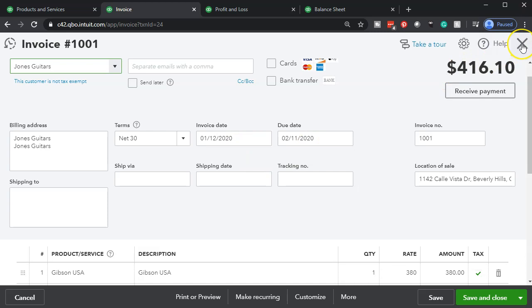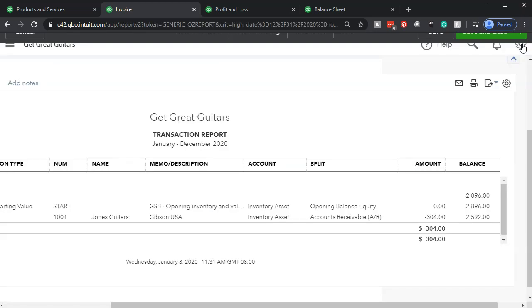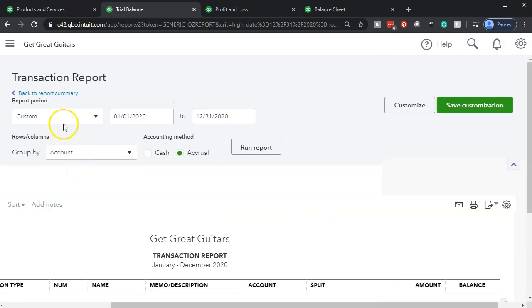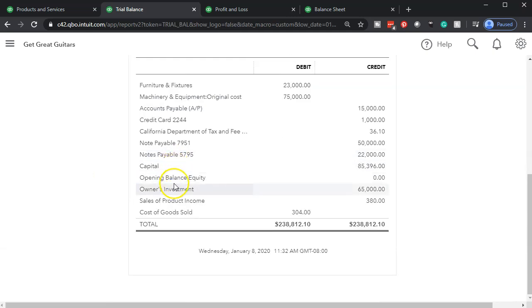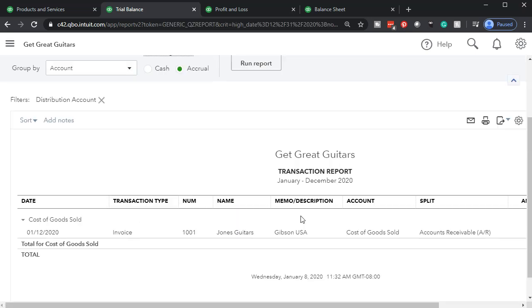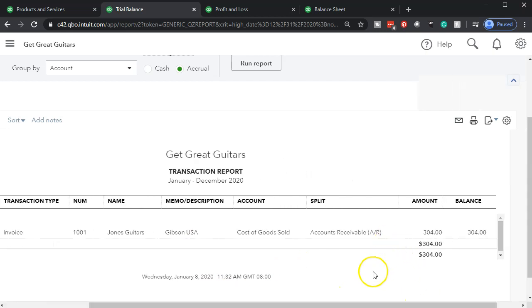So I'm going to close that out. There's got to be another side to that, one more account that's going to be affected. So I'm going to scroll back up and say that's going to be the cost of goods sold. There's the cost of goods sold also at the 304. All right, that's the cost of the inventory we consumed.